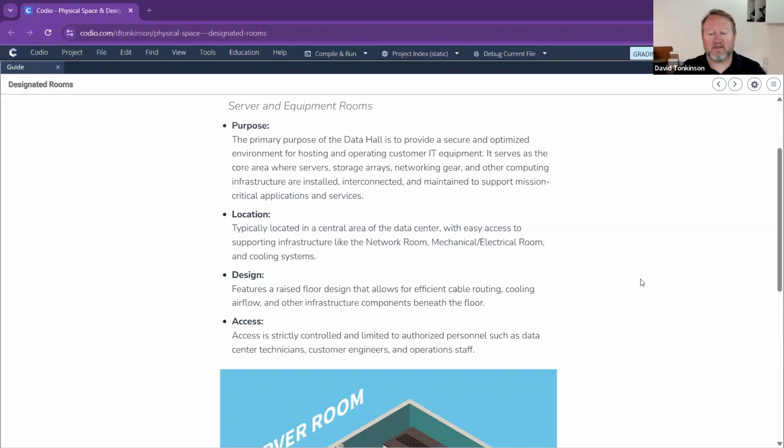The main location of these is an easy access to supporting infrastructure like our network rooms, like our mechanical and electrical rooms, and our cooling system. Remember, air conditioning is key for these particular rooms specifically because this is where all our heat is getting generated. So they tend to have raised floor, so we can get access to it. A lot of them do have drop ceilings as well, so we can run cabling across the ceilings. That's not so popular. I much prefer everything to go along the floor because that way less chance of anything getting damaged.